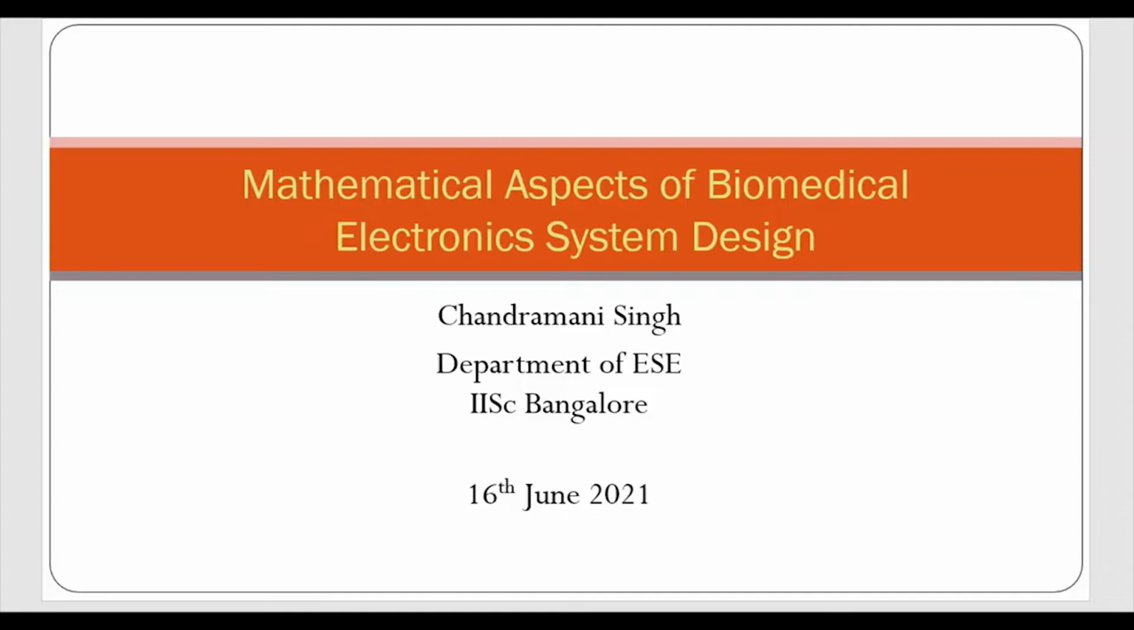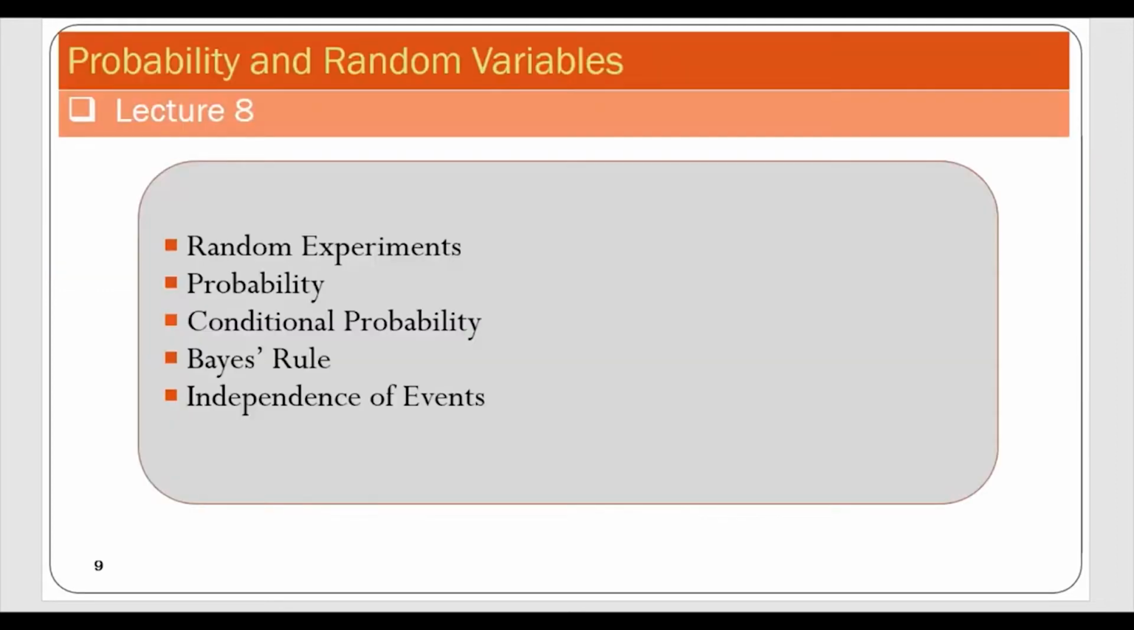Lecture of the course Mathematical Aspects of Biomedical Electronic System Design. In this lecture, we will begin a new module, Probability and Random Variables. In the first lecture of this module, we will learn about random experiments, probability, conditional probability, Bayes rule, independence of events, etc. So let us begin today's lecture.